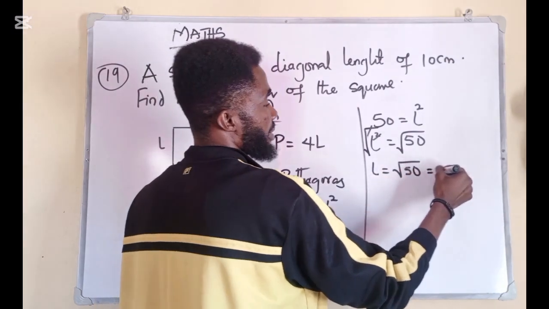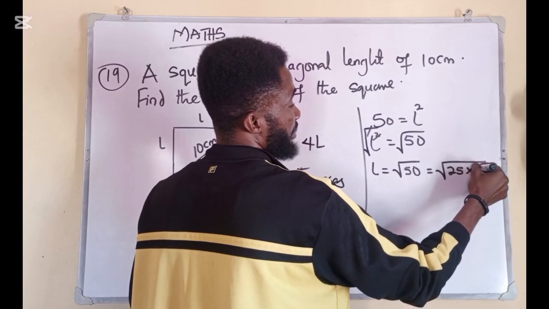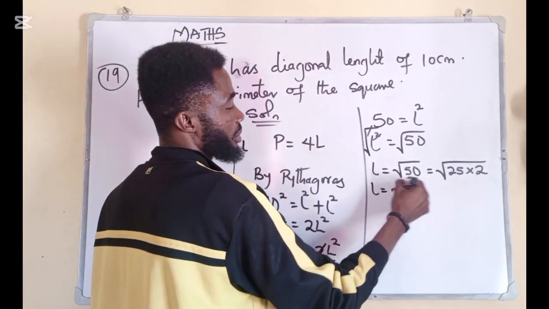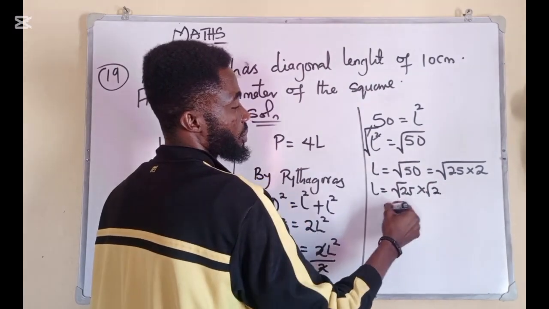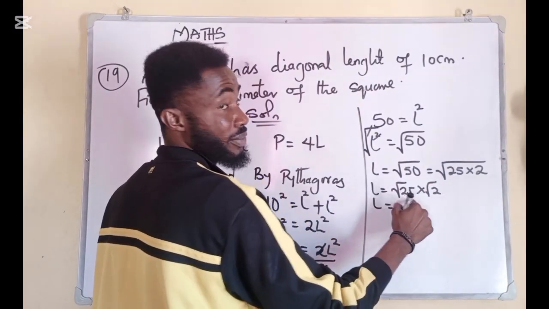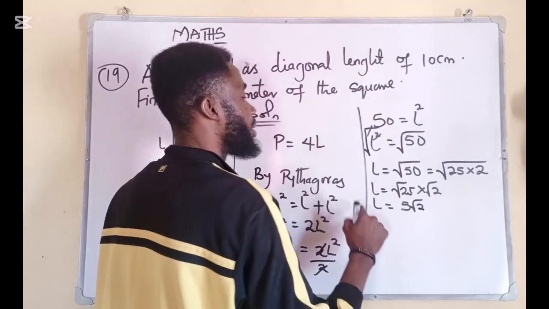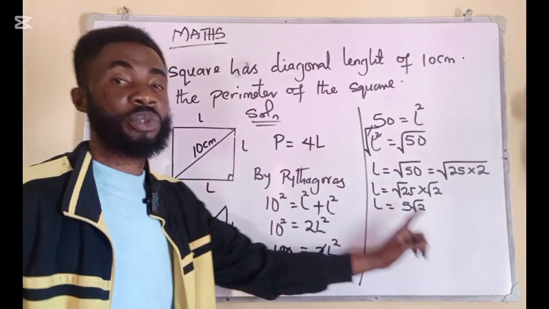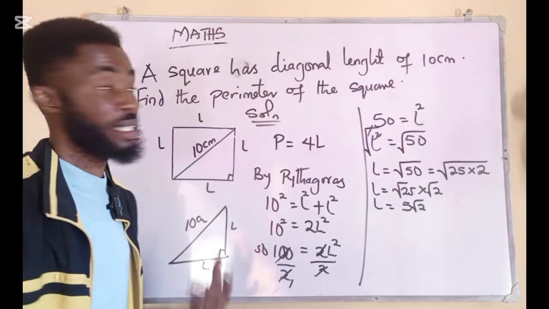And this 50 can be written in short form as root 25 times 2. So I can say L is equal to root 25 multiplied by root 2. So L, root 25 is 5, right? I get to be 5 root 2. So now this is my length. Now this 5 root 2 is the value for each of the lengths of the square.